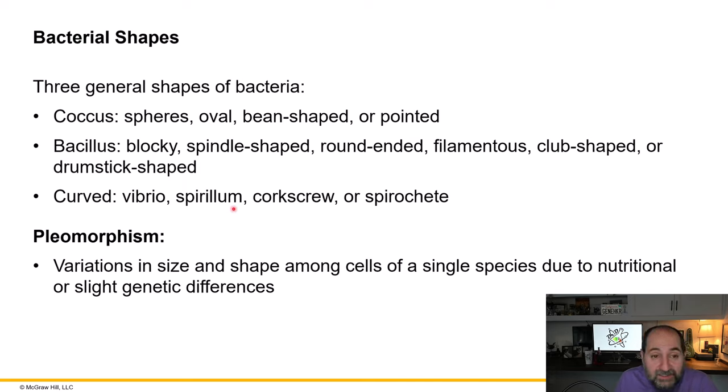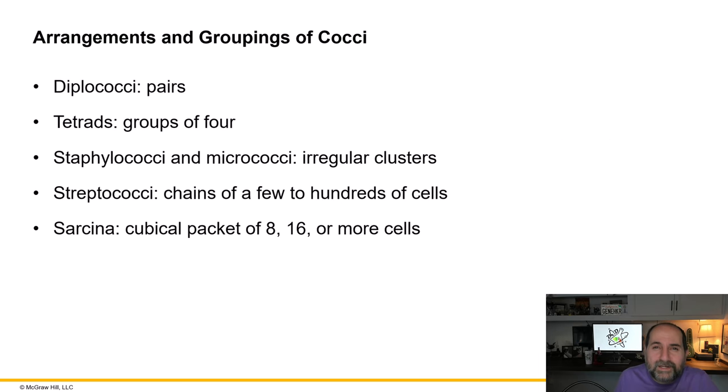Now, some bacterium have no shape whatsoever, and these are known as the pleomorphic bacterium. These pleomorphic bacterium, because they lack a cell wall, don't have a particular shape, so they're going to have various shapes. Now let's talk about arrangement.